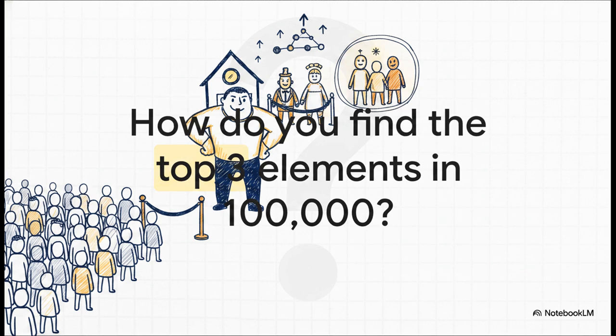Instead, you just keep a running group of the 3 best VIPs. Every time someone new walks up, if they happen to be more important than the least important person currently in your VIP group, you just kick that lowest person out and let the new one in. And honestly, that right there is exactly what we're talking about today.